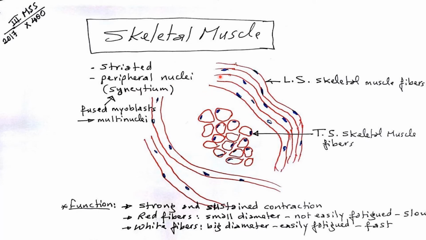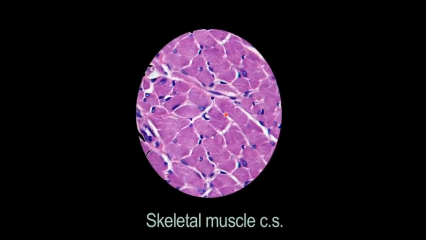So again, this is the longitudinal section of the skeletal muscle having cylindrical fibers, multiple nuclei at the periphery, and this is the transverse section. Some sections have nuclei and some have not. Again, this is the transverse section of the skeletal muscle. This is the diagram you can see under the light microscope. Some have nuclei and some sections have no nuclei.